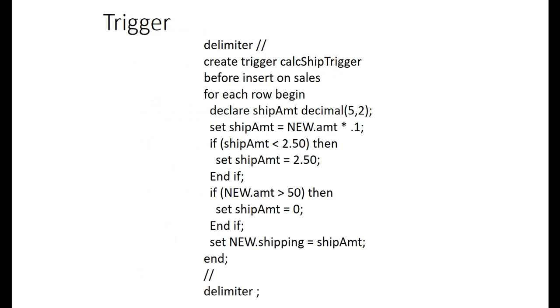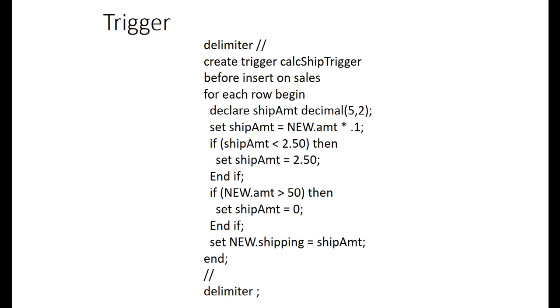The trigger will happen when they try to update the row no matter what. So we create our trigger, and this is before an insert in the sales table. So whenever we insert into the sales table, we're going to have this trigger execute. And for this trigger, we start with the for each row begin. Why? Because they might insert multiple rows at once. We want to get them all.